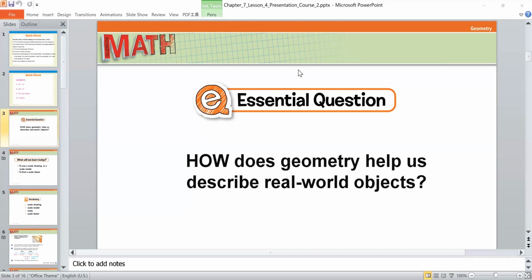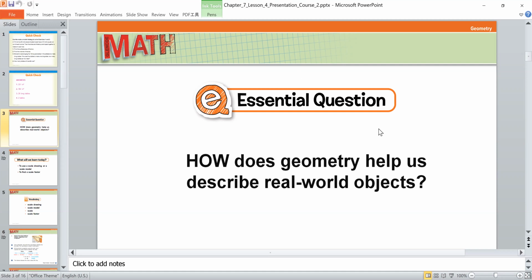Read, Faisal, the essential question. How does geometry help us describe real world objects? Again, Omar, read the question, please. How does geometry help us describe real world objects? Okay, we will take a new lesson in this unit.